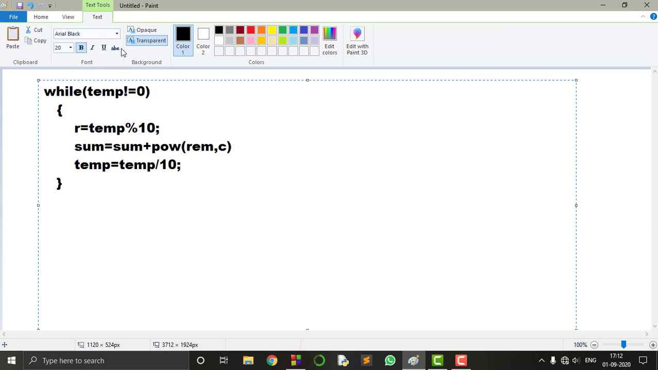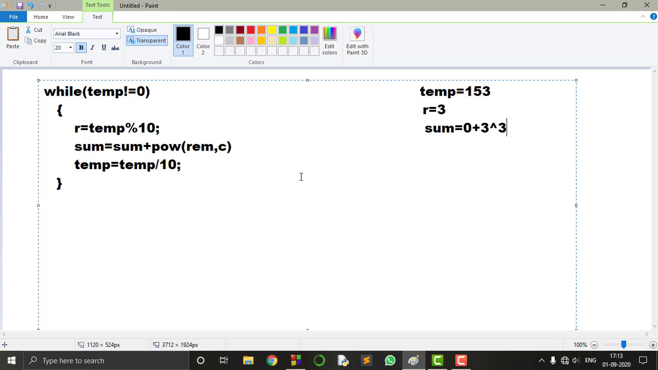So what we can see here: temp not equals to 0, yes, the condition is true. Then r equals temp mod 10. 153 mod 10, so r equals 3, the remainder. Then sum equals sum plus pow of rem comma c. What was the sum at first? 0 plus rem to the power c. Rem is 3 to the power 3.